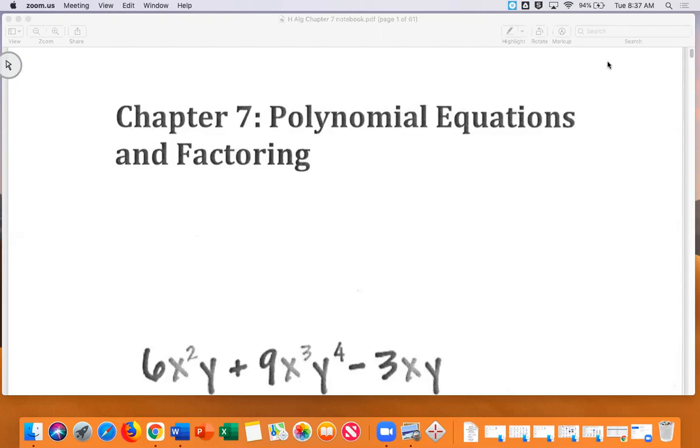Like polygon, many. Now we have to figure out the other word. Nomial. What does nomial mean? You're not too far off. It actually means term. Okay? So polynomial is many terms. Make sense? Polygon. Gon means side. So polygon is many sides. Like an octagon, 8 sides. Pentagon, 5 sides. Heptagon, 7 sides. Decagon, 10 sides.